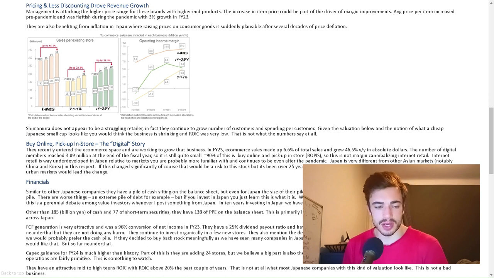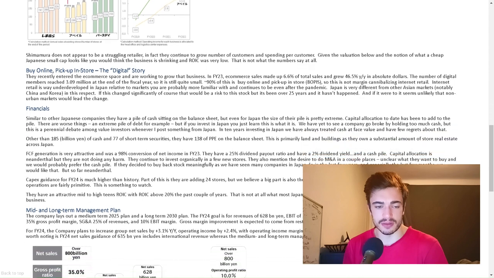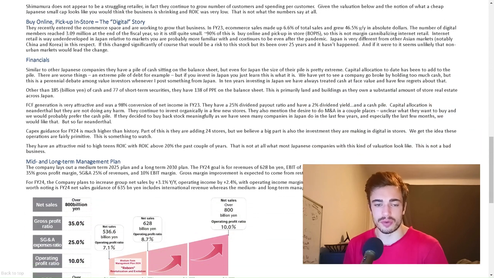Shimamura does not appear to be a struggling retailer. In fact, they continue to grow number of customers and spending per customer. Given the valuation below and the notion of what a cheap Japanese small cap looks like, you would think the business is shrinking and ROIC was very low. That is not what the numbers say at all.